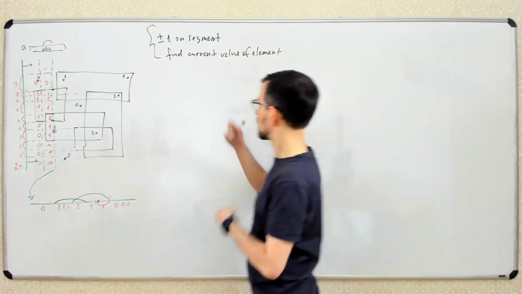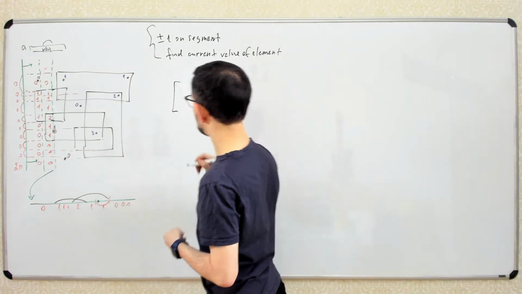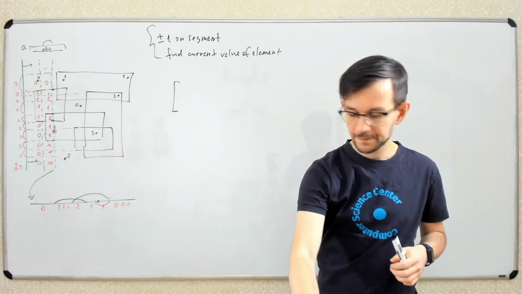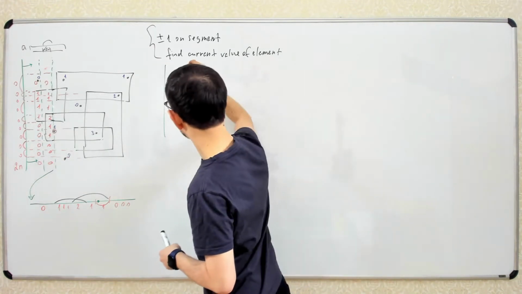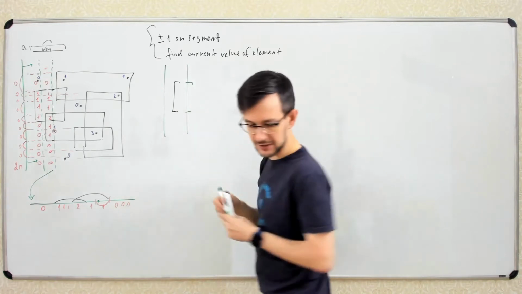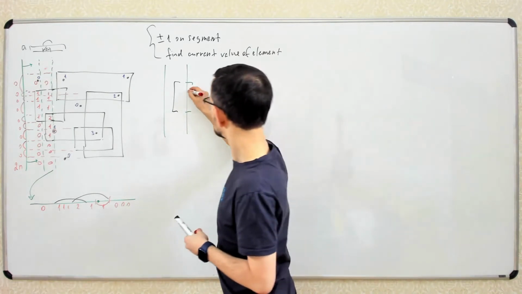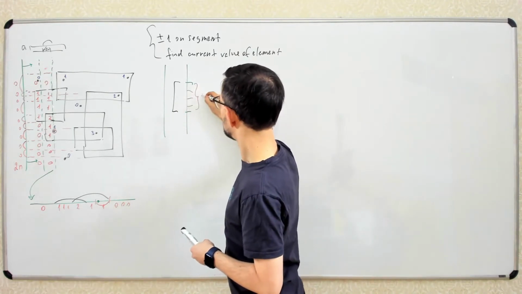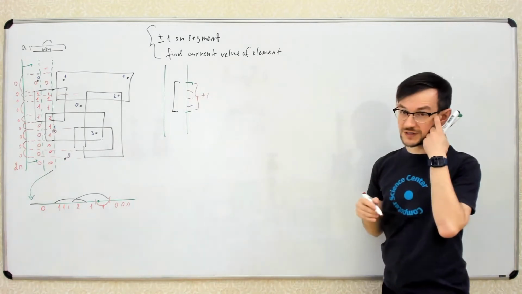So when we again, what happens? When you have the left border of the rectangle, so you move from here to here, you take all segments inside this rectangle. So here you have some segments. You have plus 1 for all these elements.